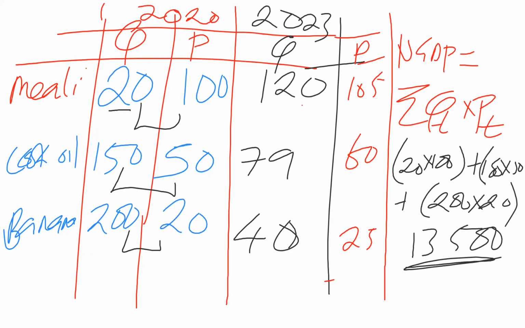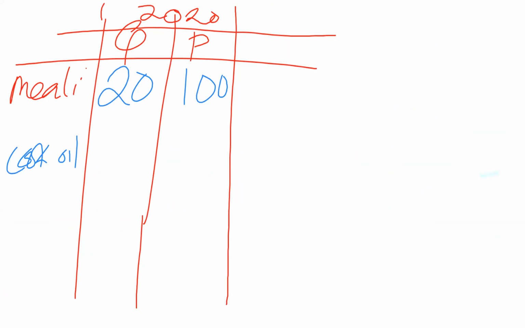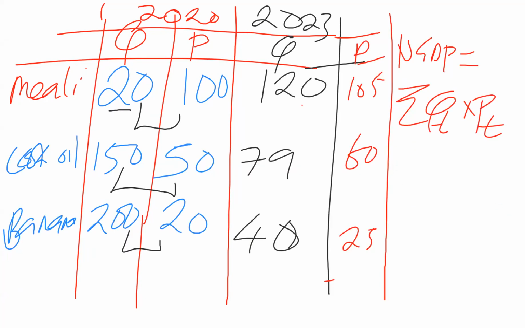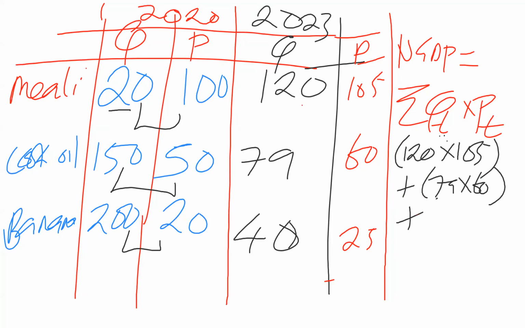Let's find now the nominal GDP for 2023. It's still the same thing. It's quantity of the same year. That's the formula. So in this respect, we're looking at 2023: quantities of 2023 times the prices of 2023. So you just say, 120 times 105, plus 79 times 60, plus 40 times 25. You add all these together.